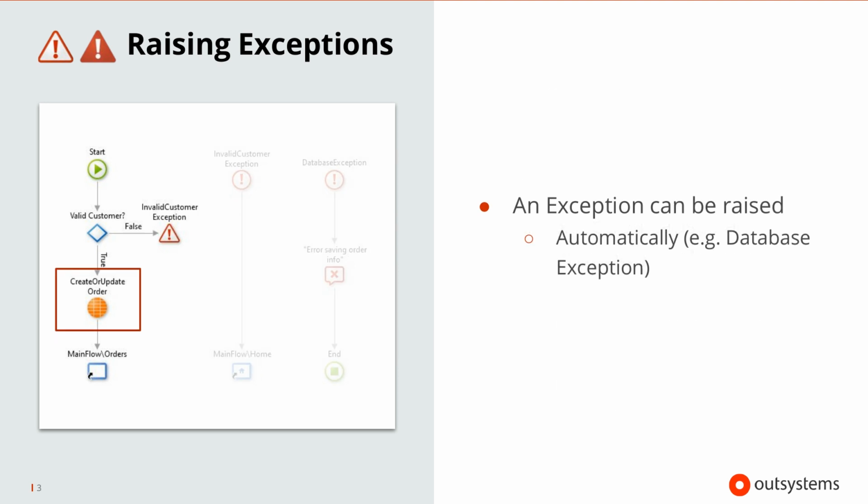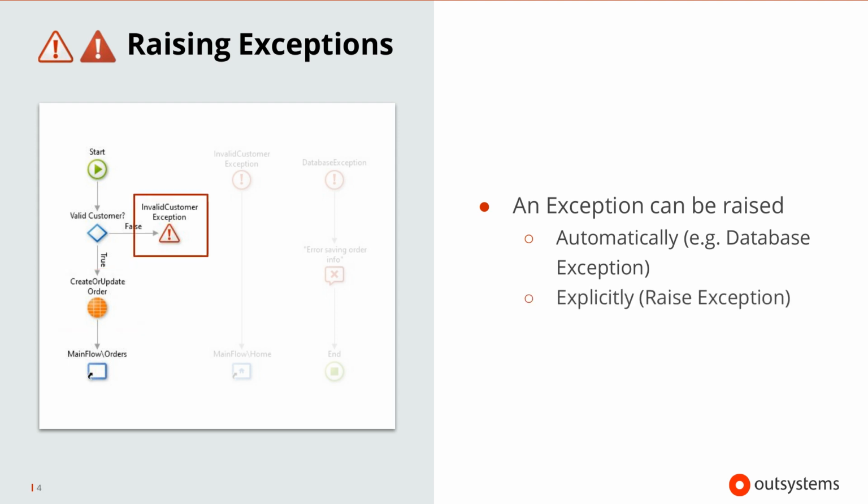Exceptions may be raised automatically by the platform. For instance, when a database constraint violation occurs when data in the database is manipulated. Exceptions can also be explicitly raised in the code. For instance, when some data provided by the end user is invalid.